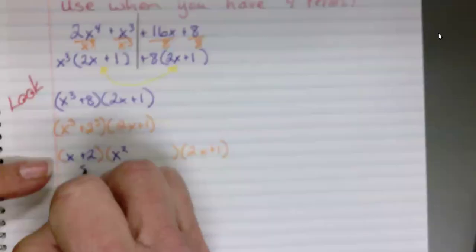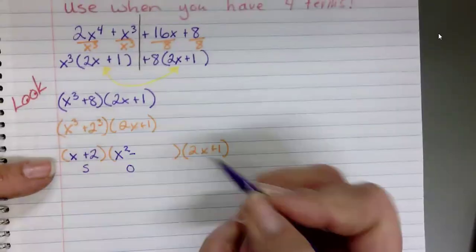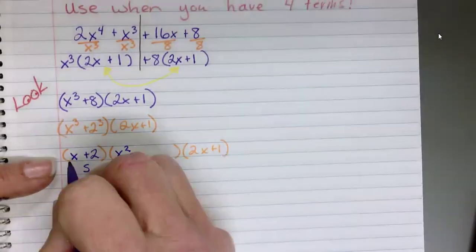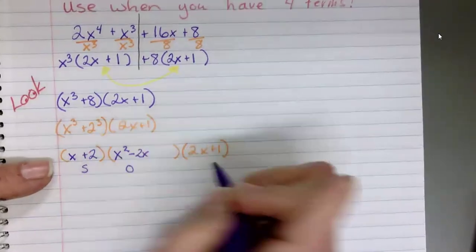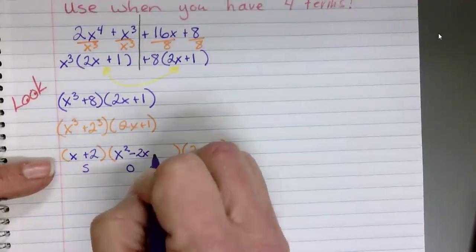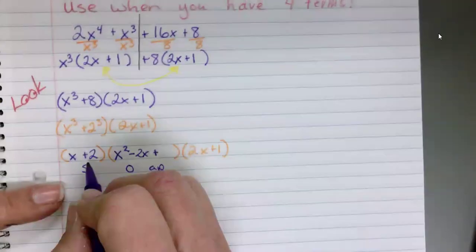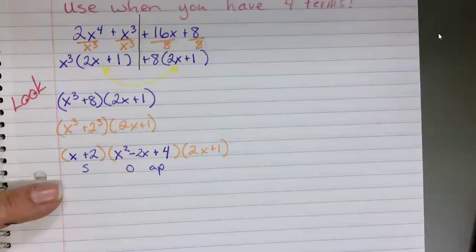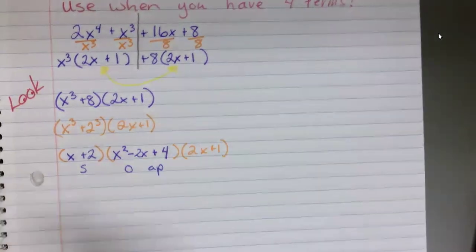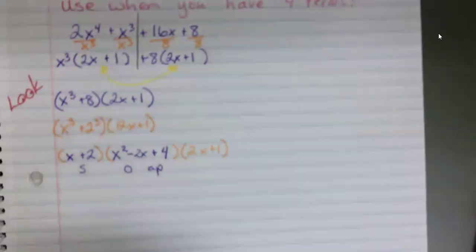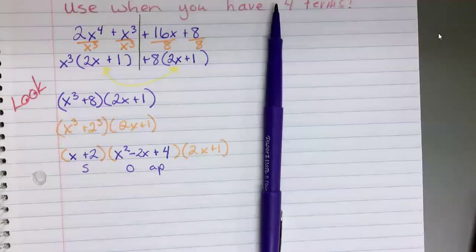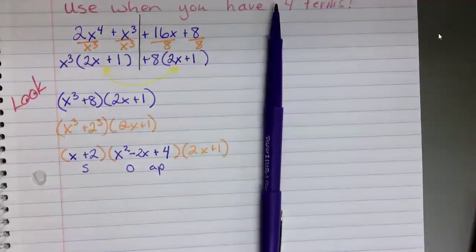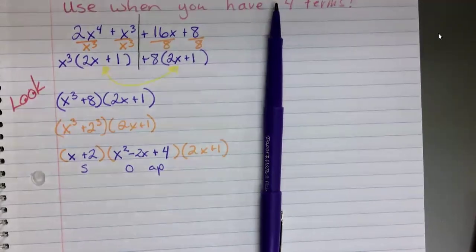So I have the same, now I have the opposite sign. So it's going to be minus x times 2, which is 2x. The end of my slope is that it's always positive, and we get 2 squared. 2 times 2 is 4. And so that is your final answer. The quantity x plus 2 times the quantity x squared minus 2x plus 4 times the quantity 2x plus 1.